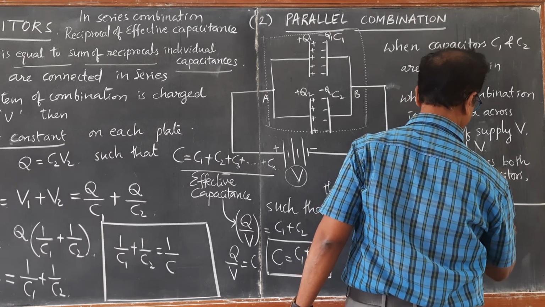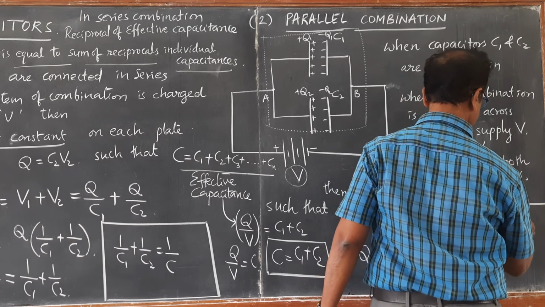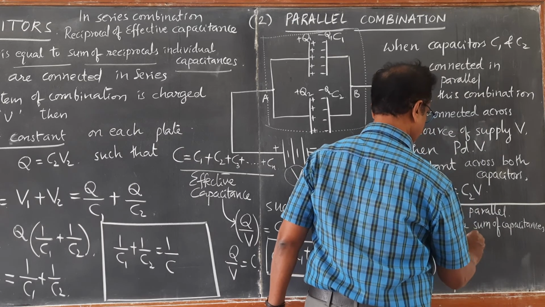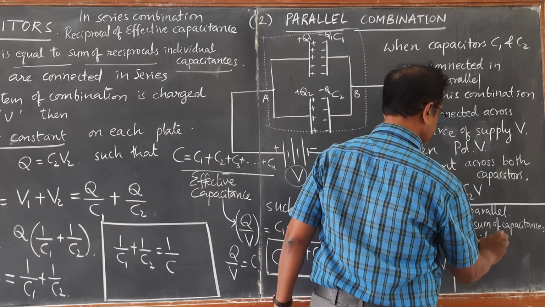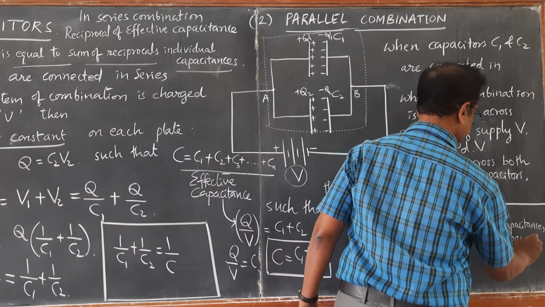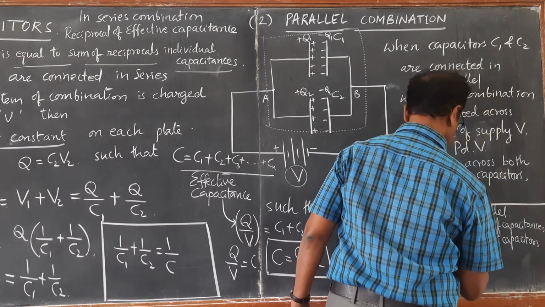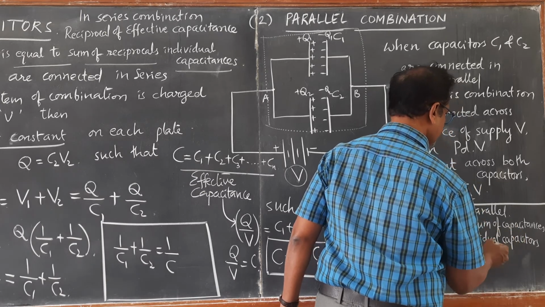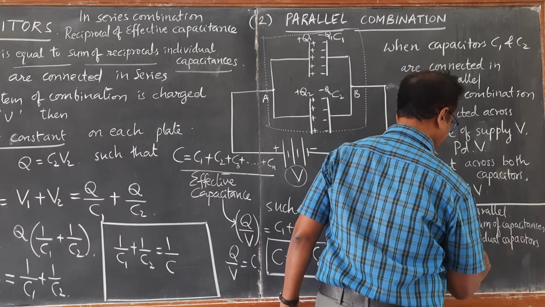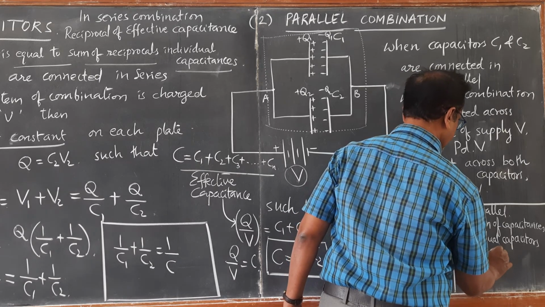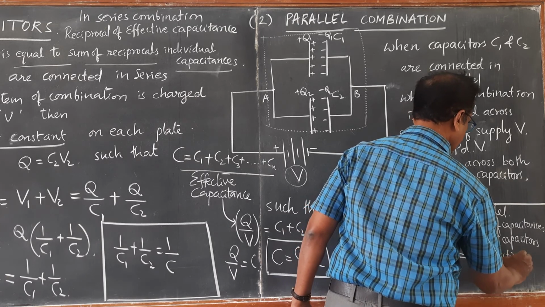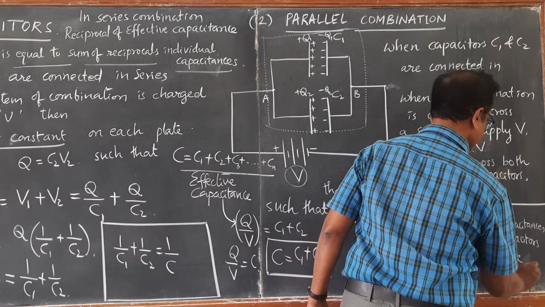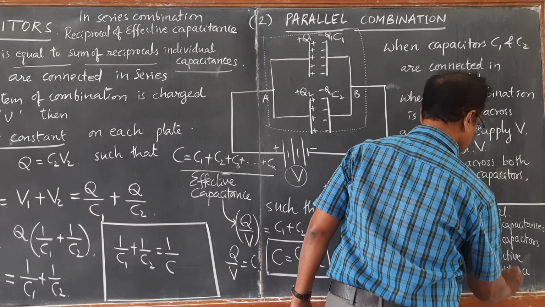In parallel combination, the sum of the capacitances of the individual capacitors is equal to the effective capacitance of the combination.